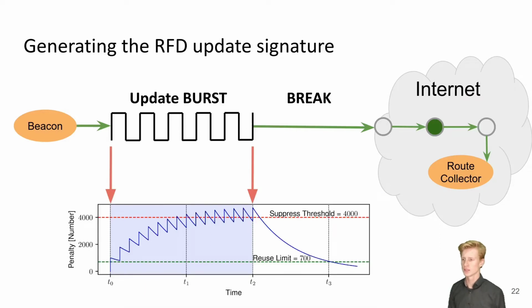And therefore, we are sending from our beacons a burst-break pattern. In the burst, we send announcements and withdrawals with a specific update interval, and in the break, we do not send any updates. As explained before, this gives the router time to reset their penalty below the reuse threshold for our prefixes and thus re-announce them.